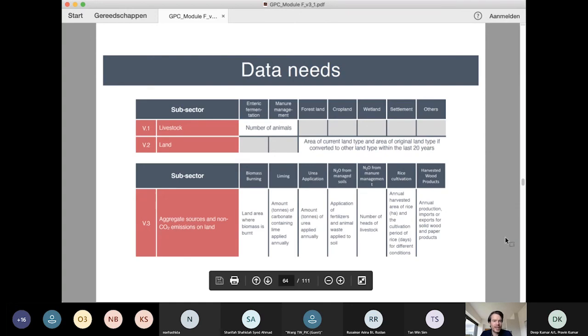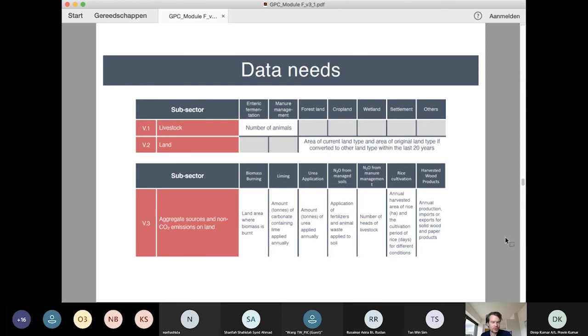So data needs, again, it's a complicated sector. For livestock, though, all you need is the number of animals. And based on that, we can estimate emissions. For land, you tend to just need the area of land by type and the original area of land if it was converted. And then we have calculators that can do the rest. For the aggregate sources, depending upon the activity, you'll need the land area, you need tons of fertilizer applied, you need livestock in terms of your management, you need rice production or cultivation. So the emission source will indicate what type of data you'll be needing to collect.